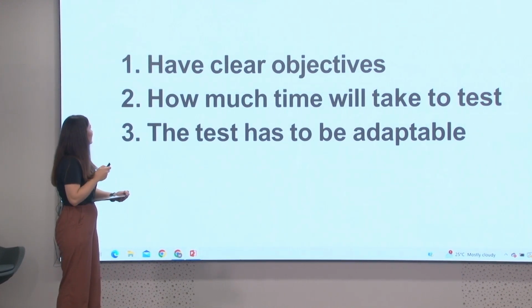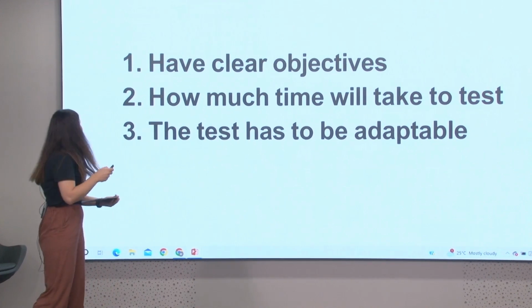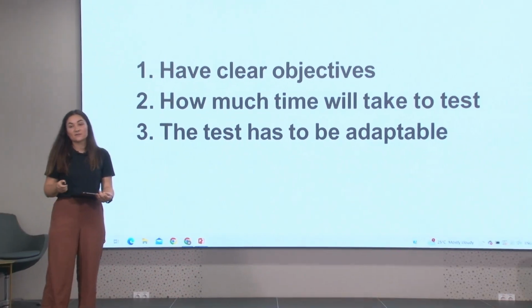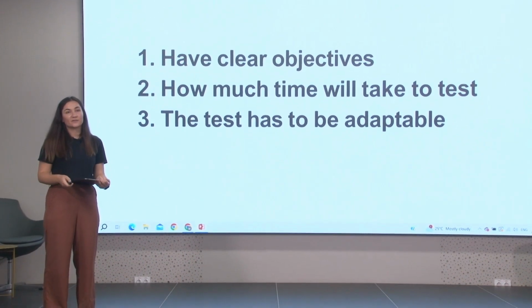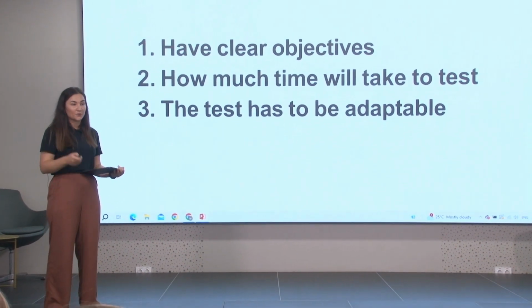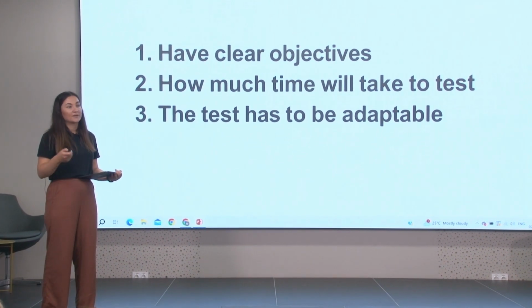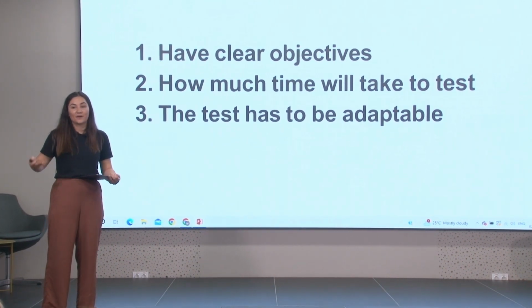A few things to consider when defining a loop is to have clear objectives. If you don't have a clear objective, what are you building, why are you building it, what are you trying to achieve, what outcomes are you looking for, it's going to be mixed. You're not going to get any good results, or you're going to get some results, but you don't know how to apply them.